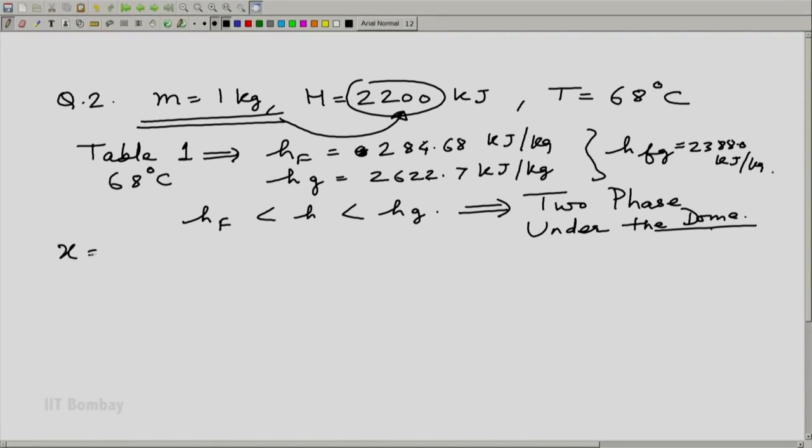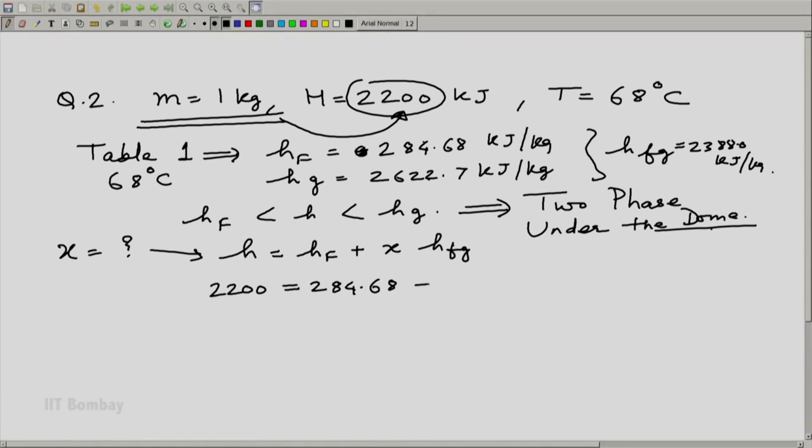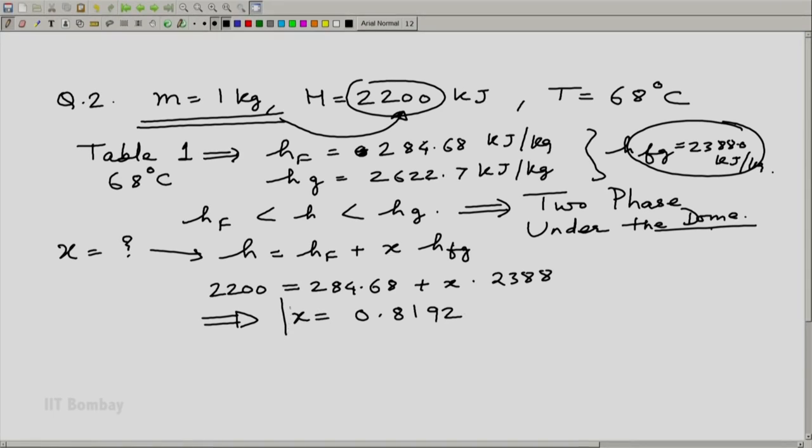We first want the value of X. And how do we get the value of X? Because now we know the formulation that H is equal to HF plus X times HFG. The H value given to us is 2200 kilojoule per kg, equal to HF, which is 284.68, plus X times HFG, which is 2388 as given over here. From here we get X equal to 0.8192. This is very important.